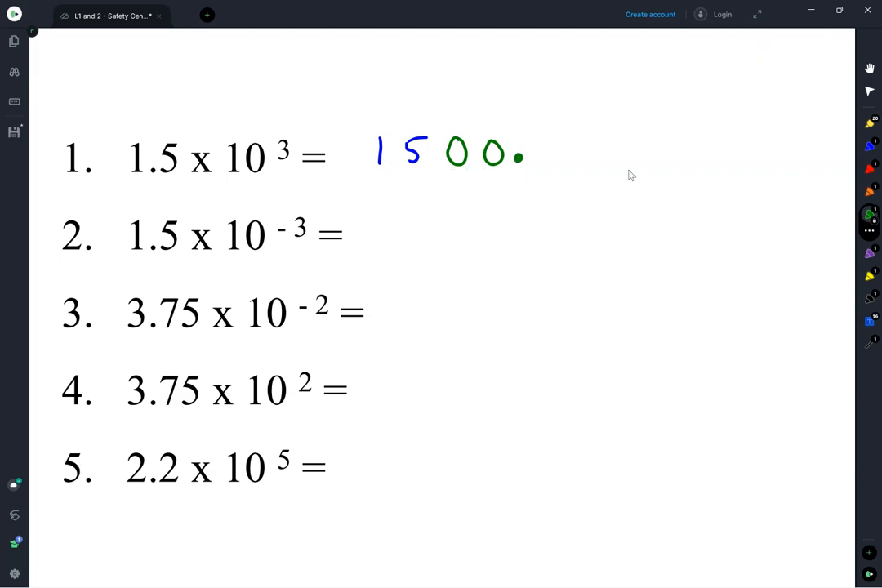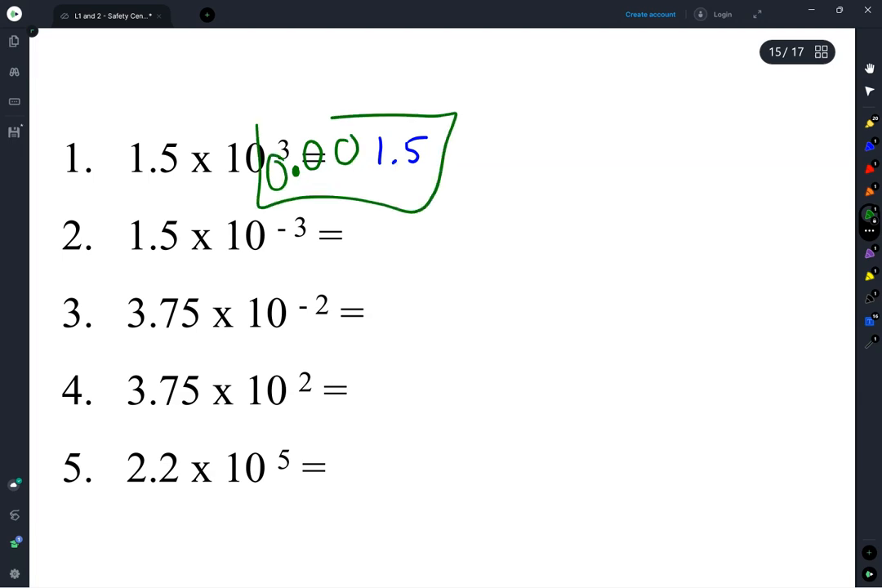Now, if you ever forget, should I jump to the right or should I jump to the left? Not a big deal. Just jump. So let's pretend I wasn't sure what to do. I'm going to jump to the left now. Jump to the left. 1, 2, 3. Here's the decimal. Fill it in with zeros, and then put a 0 in the front. And oh, look, this is 0.0015. Wait, delete the old decimal. That's a small number. It's not supposed to be a small number because the exponent says it's positive.